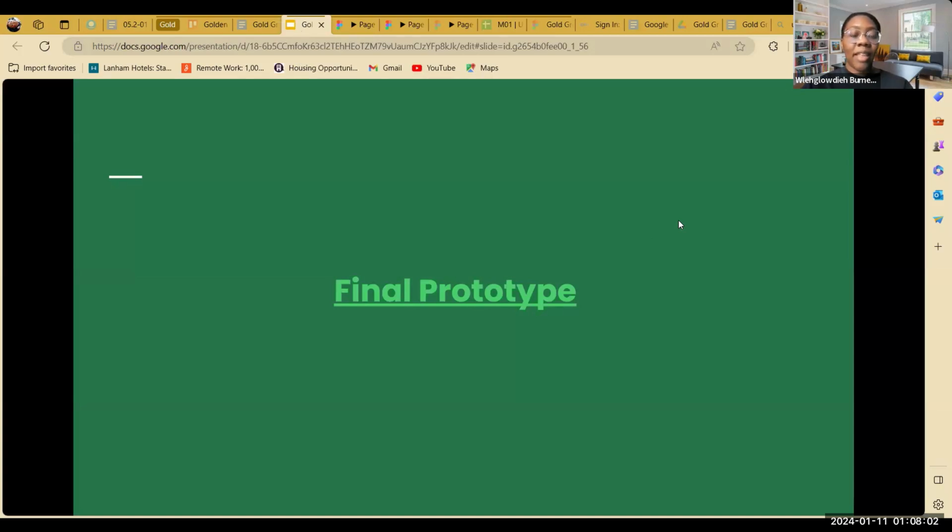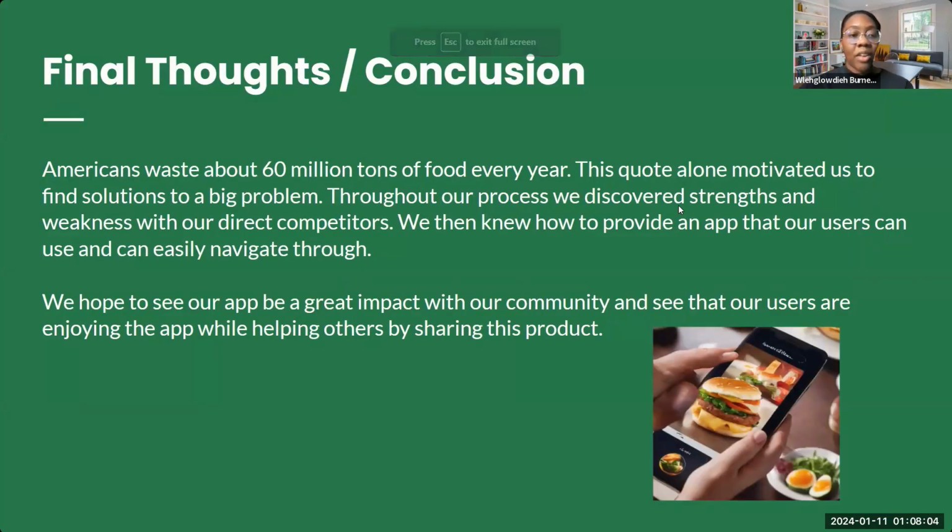So in conclusion, we realized in our research that Americans waste about 60 million tons of food every year. This statistic alone should motivate our users to want to become the solution to a bigger problem. So in our process of identifying strengths and weaknesses of apps that already exist, we hope that we are able to not only reduce the problem of food waste, but also help others to find food security and be able to find better cost-effective options and be a major change in their community through this app.